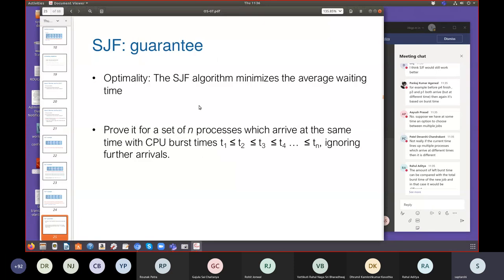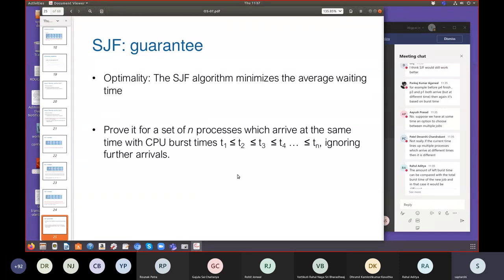Yeah. So coming back, for these n processes, we are taking some simplifying assumptions, like they come at the same time and no other processes come, etc. But even then, prove that SJF is optimal. I'm not asking you to prove it right now. This is a homework. Any idea how we will proceed?